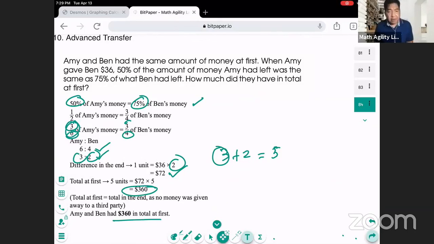So we compared Singapore math methodology with the methodology I'm using, which is more of representation and using a table. And thank you everyone for watching today.